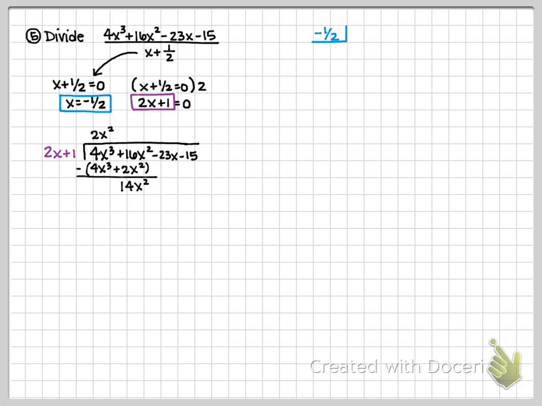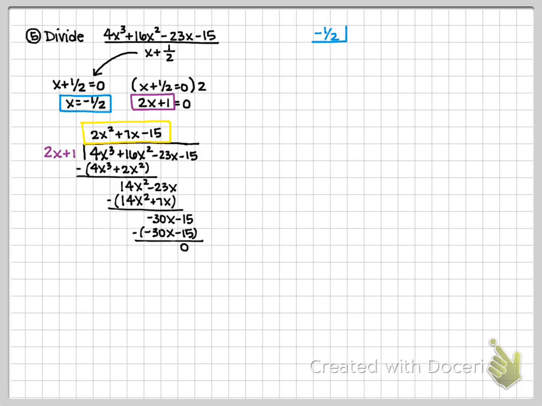Do your subtraction, drop down the next term, divide, multiply it times what's out in front, subtract, drop down, divide, multiply, and subtract. Okay, so the answer is going to be this 2x squared plus 7x minus 15.